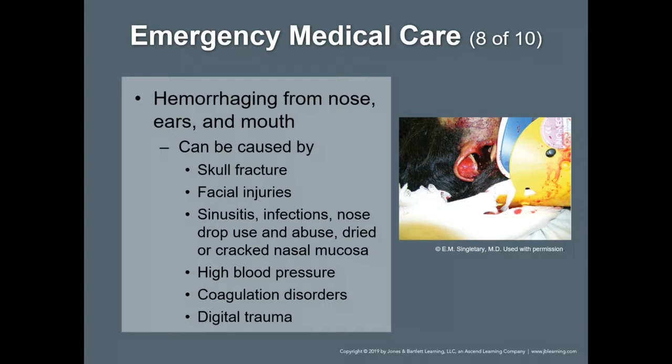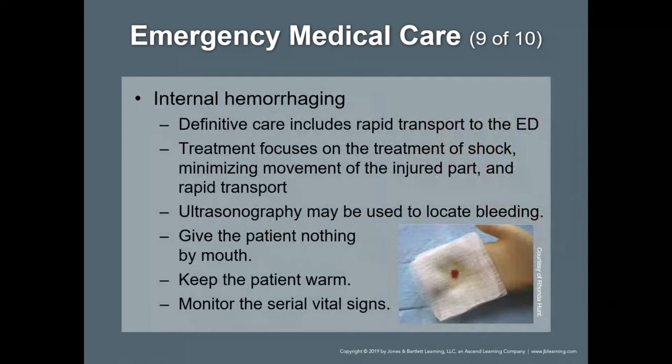So basically what we'll have to do is compress, or press down on the bridge of the nose, having our patient lean forward. We don't want them swallowing a lot of blood. And another alternative would be to roll gauze and place it under the patient's upper lip, creating pressure in that nasal cavity to stop the hemorrhage from taking place. Internal hemorrhage, not really a lot we can do other than rapid transport.